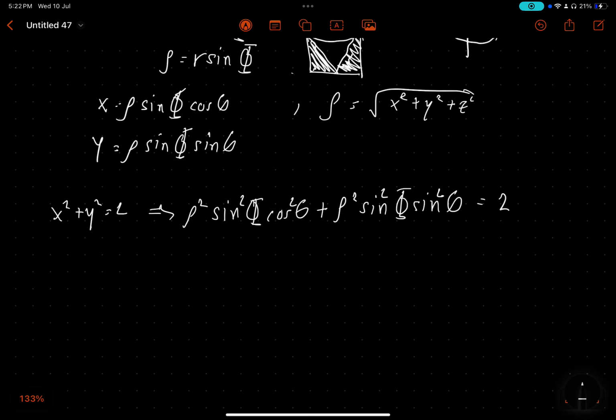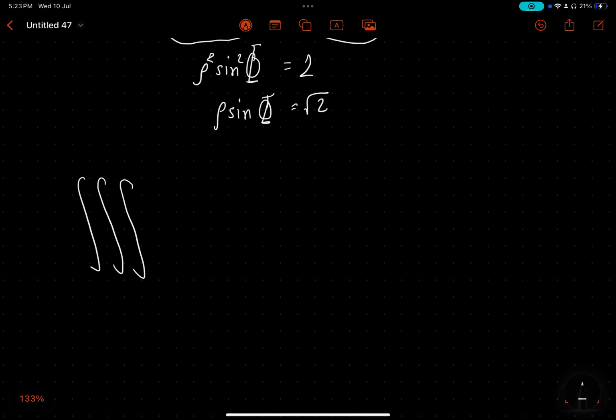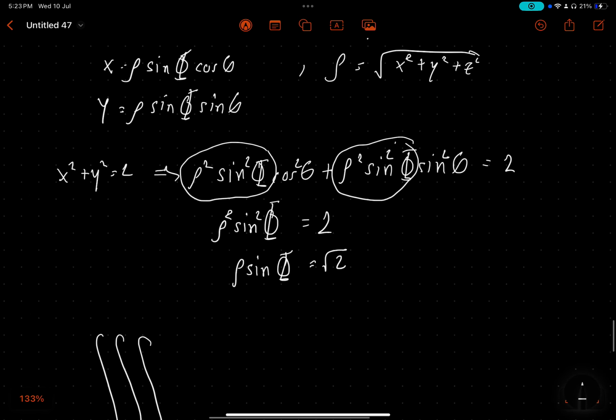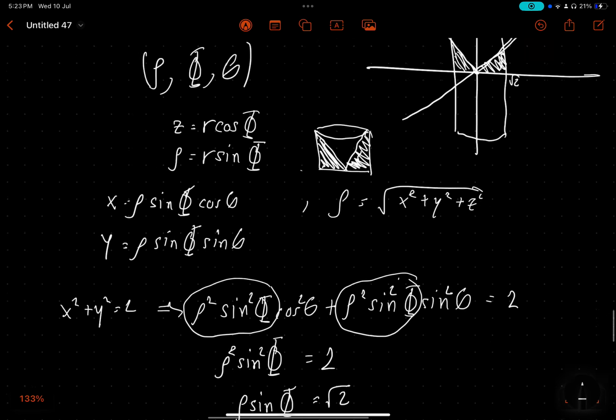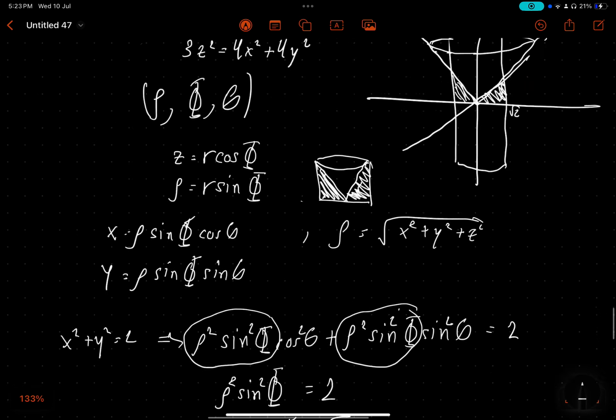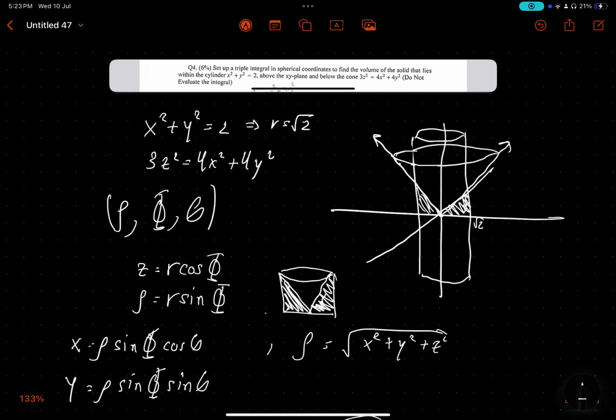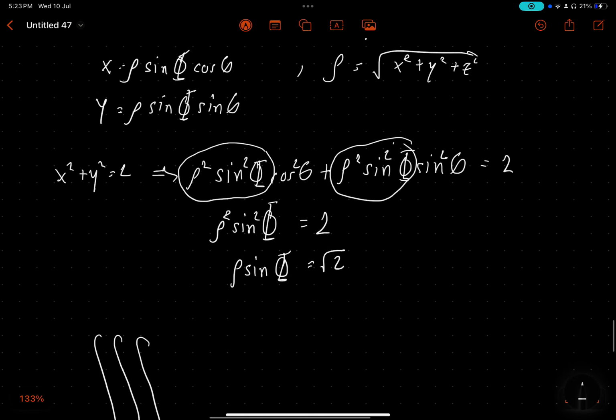First, let's do the triple integral. How would it look? We have this integral like this, and it's going to be a triple integral. Now what about our functions? How do we go about them? First of all, we're going to find rho.